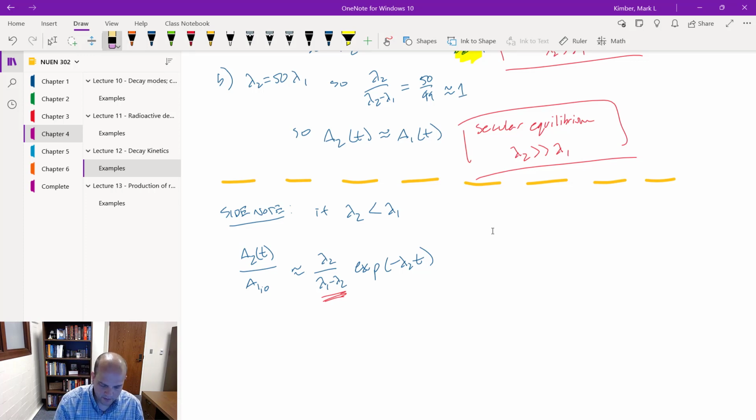And if we have lambda 2 much less than lambda 1, we can simplify that term out in front of this expression we just listed here, and that just becomes lambda 2 over lambda 1.